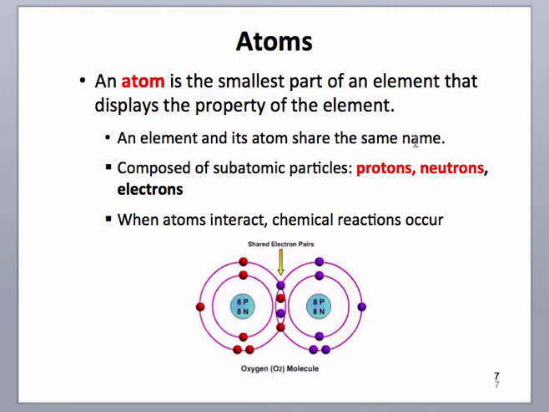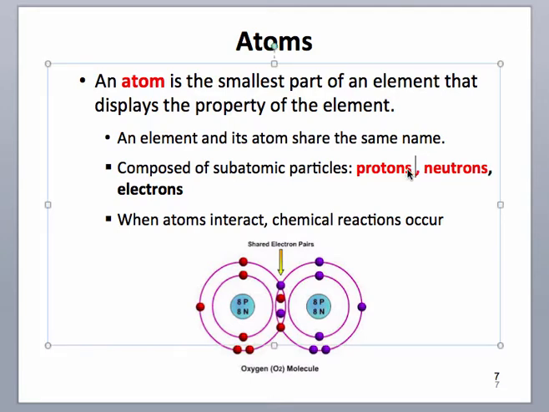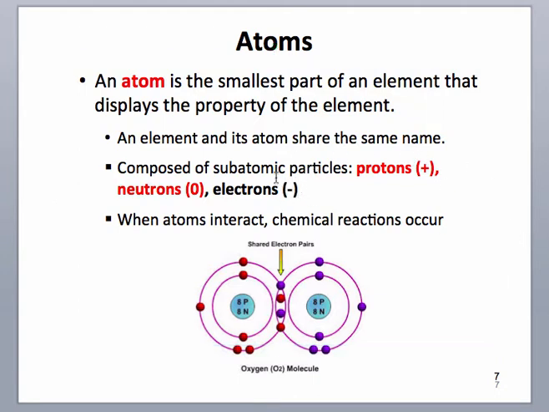And so remember that protons, what charge do those have? I hope you're thinking positive. Neutrons, remember, don't have a charge. And electrons have a negative charge. So the electrons and protons are attracted to one another. And in normal atoms, the number of protons equals the number of electrons, and so therefore you have a neutrally charged particle.